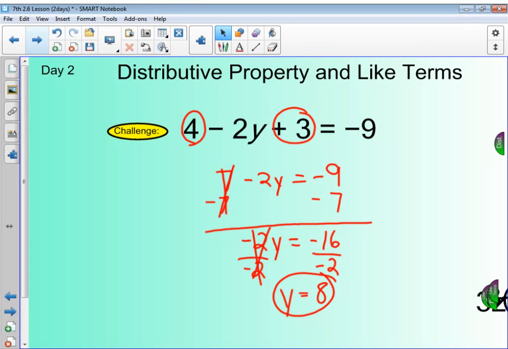Okay, so that's it for the second part of this lesson. Good luck on these and just keep working those distributive properties and combining those like terms.